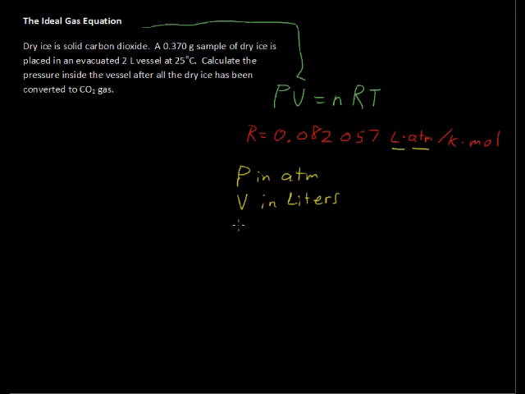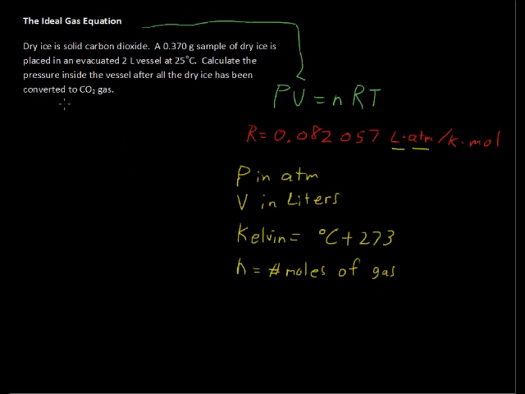K is Kelvin, and that simply equals degrees Celsius plus 273 degrees. It turns out that negative 273 degrees Celsius is absolute zero, and 0 Kelvin is absolute zero. n is the number of moles of the molecules of gas.